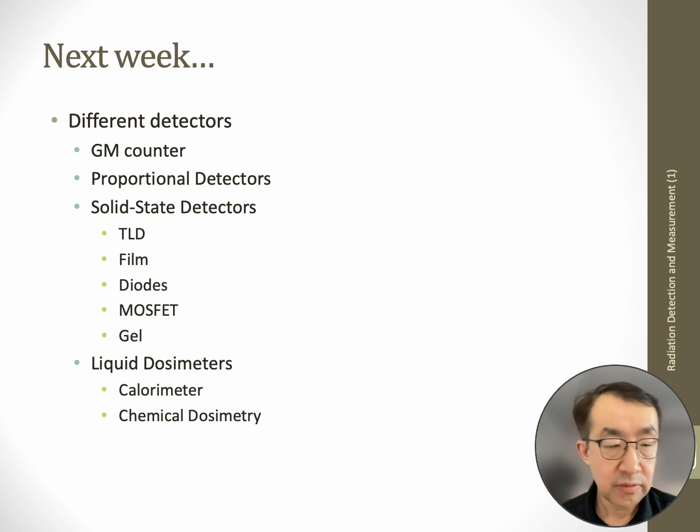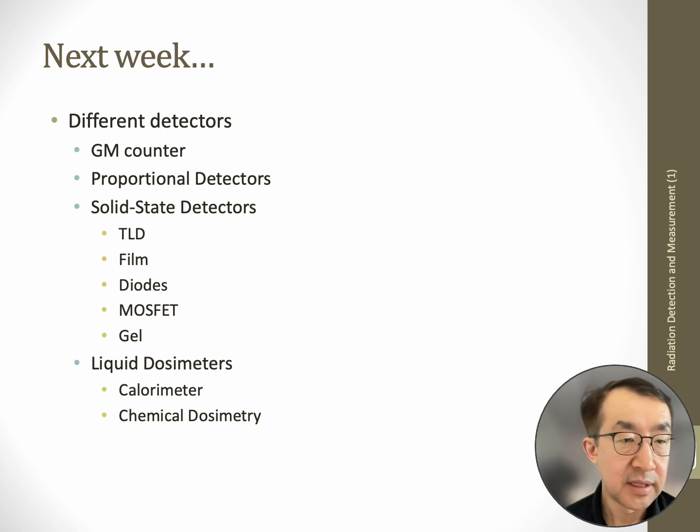All right, so that's it. A rather short lecture today, but next week we'll review some other types of detectors, which are very important for our department and our field: GM counters, proportional detectors, which we just have to learn conceptually, and then solid state detectors such as TLD, OSLD, films, diodes, MOSFETs, and gel, and then some calorimeters and chemical dosimeters, which are not clinical, but they love to ask about this.